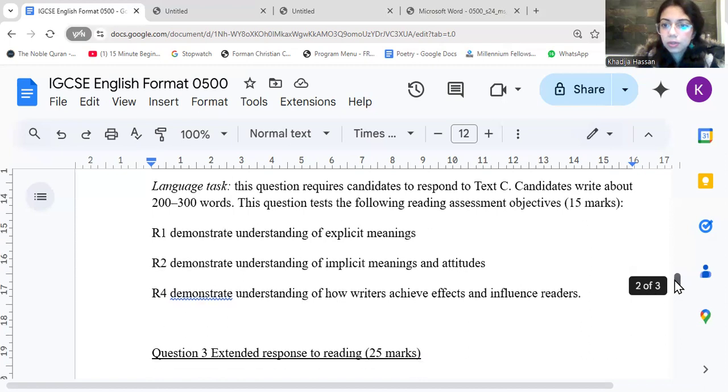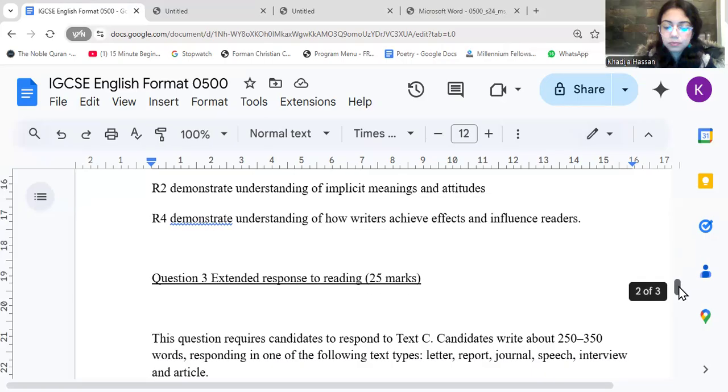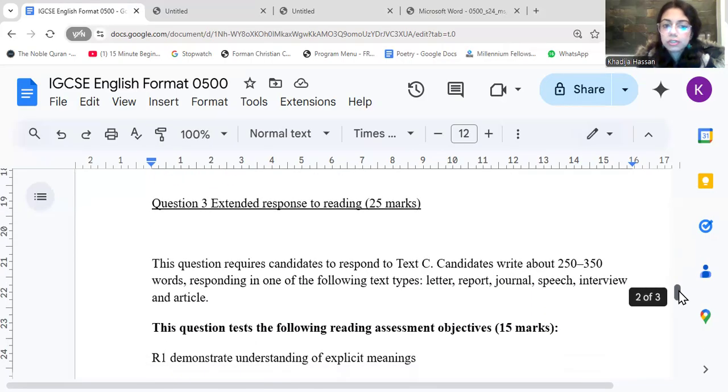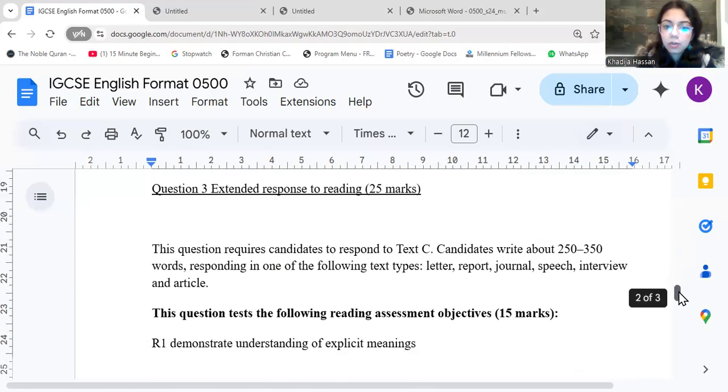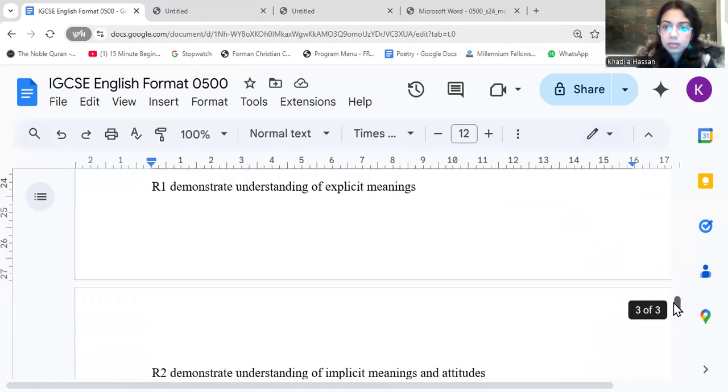So let's take a look at what the question demands, right? So this question requires candidates to respond to text C. Candidates write about 200 to 300 words. This question tests the following reading assessment objectives for 15 marks. That is, demonstrate understanding of explicit meaning, demonstrate understanding of implicit meanings and attitudes, demonstrate understanding of how writers achieve effect and influence readers. And there's question 3, which is an extended response to reading for 25 marks. And that is the format.